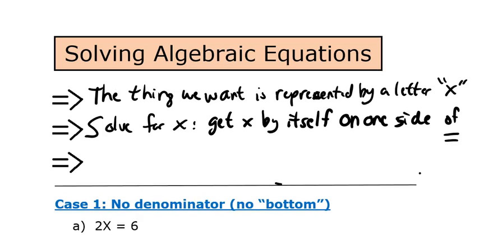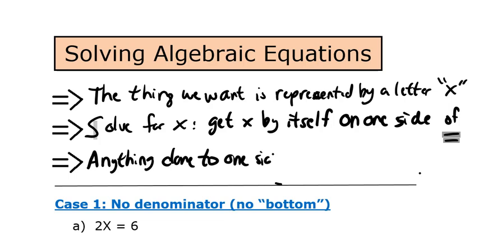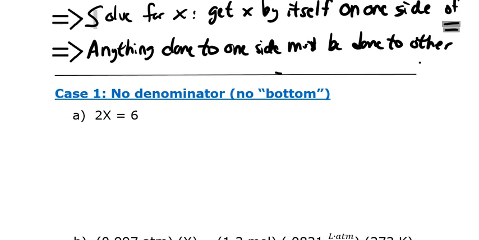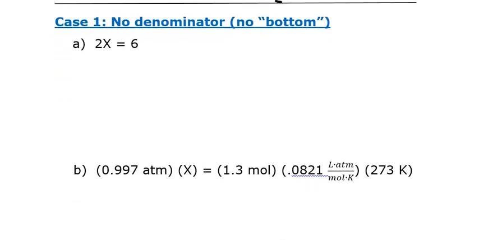And the third thing is that anything we do to one side of the equation must be done to the other. Okay, and so the reason for that is that otherwise it wouldn't still be an equation. It wouldn't still be equal. Okay, so let's go to one very simple case. We'll start with a simple case of solving an equation.